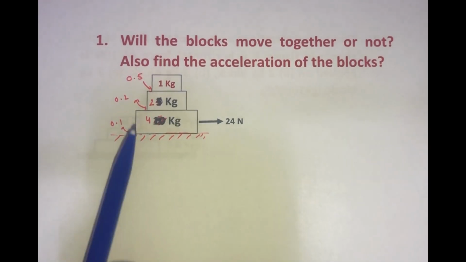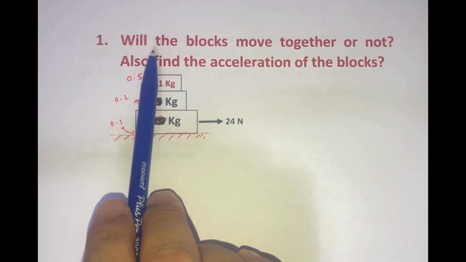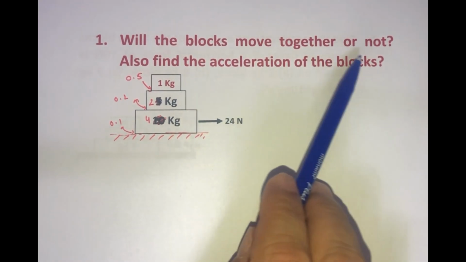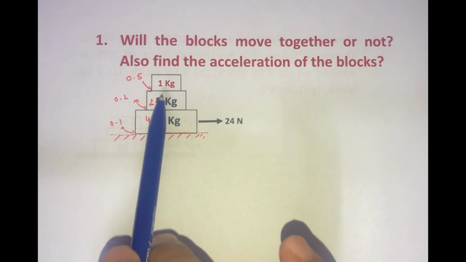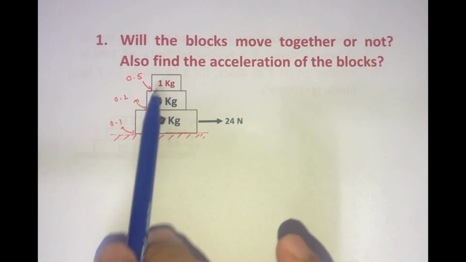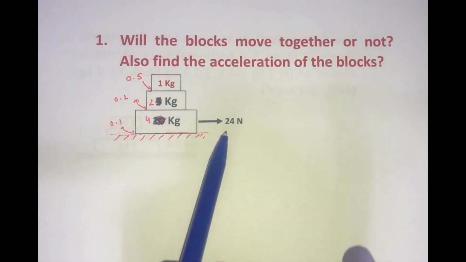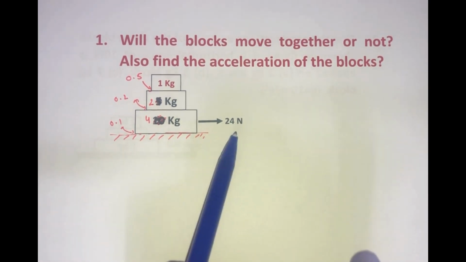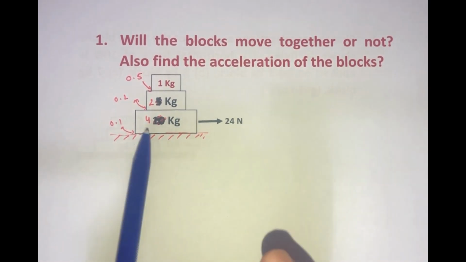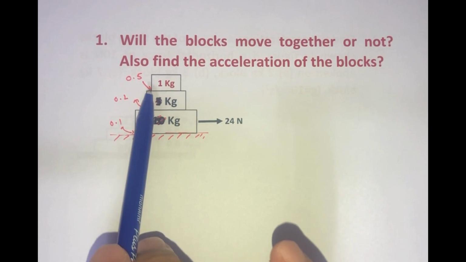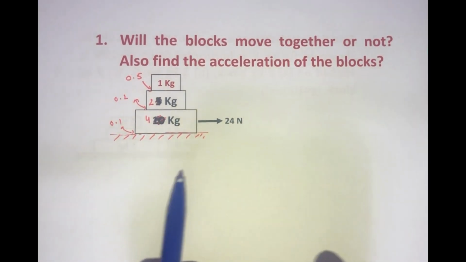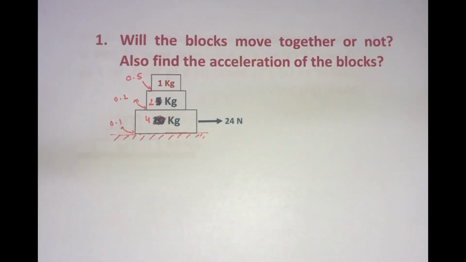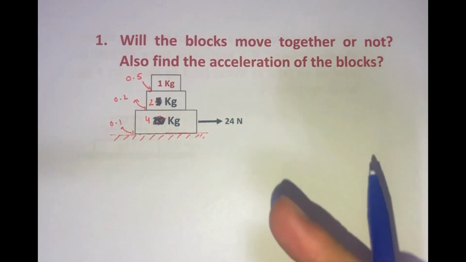Hello friends, today's question: will the block move together or not? Also find the acceleration of the blocks. So this is a 3-block system having a weight of 1 kg, 2 kg and 4 kg, and a force of 24 Newton is applied to the 4 kg block, and the coefficient of friction is given as 0.5, 0.2 and 0.1. So we are going to find out whether they are going to move together and what will be the acceleration.